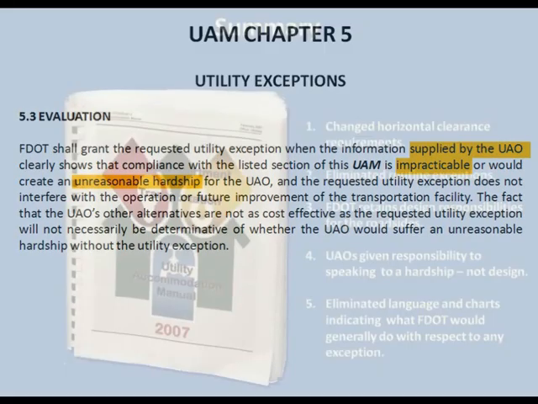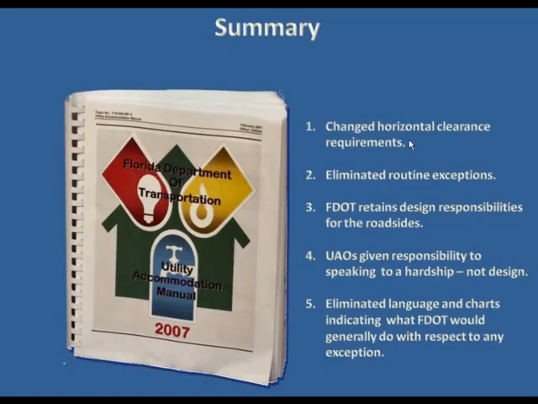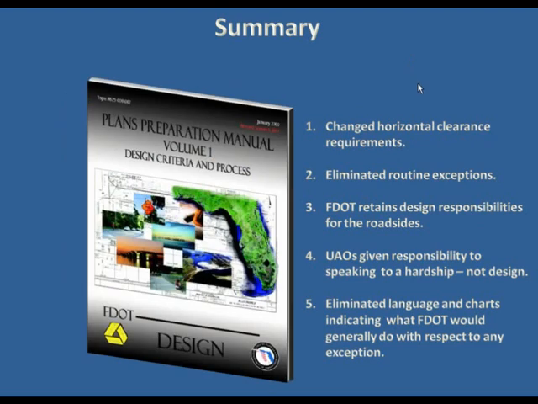So, in summary, we've changed the horizontal clearance requirements and eliminated routine exceptions, and that's all because the 2007 UAM was revised, and now we've incorporated all those revisions into the 2012 PPM, where DOT retains the design responsibilities for the roadside. The UAO is given the responsibility to speak to a hardship, but not to the design. And we eliminated language and charts indicating what FDOT would do with respect to any exception.